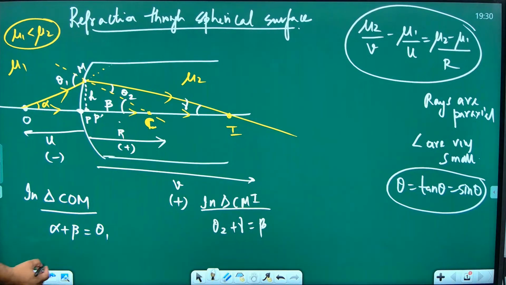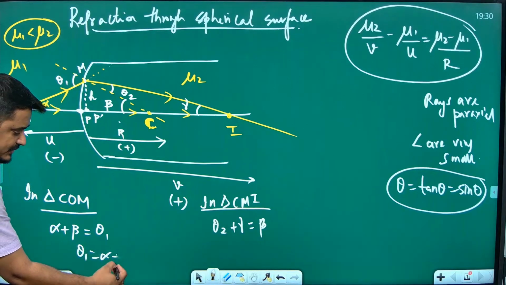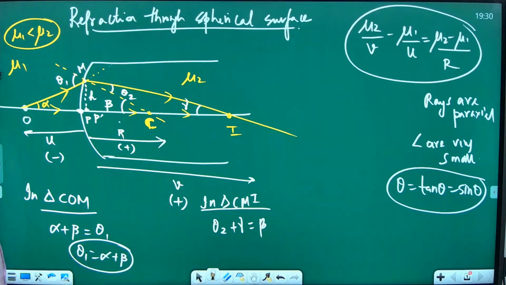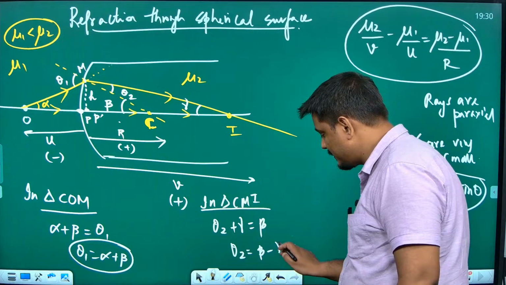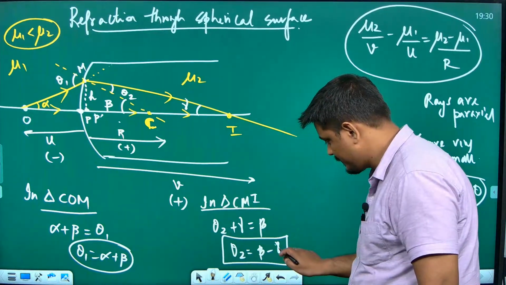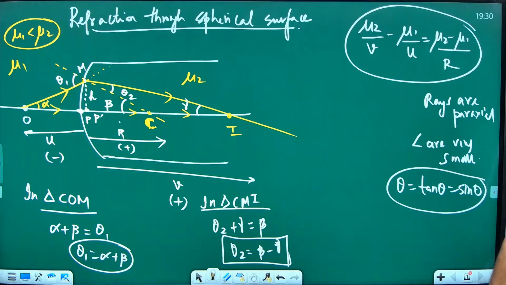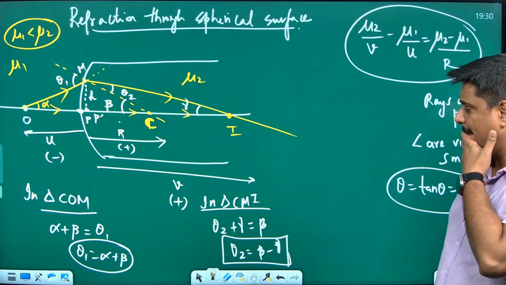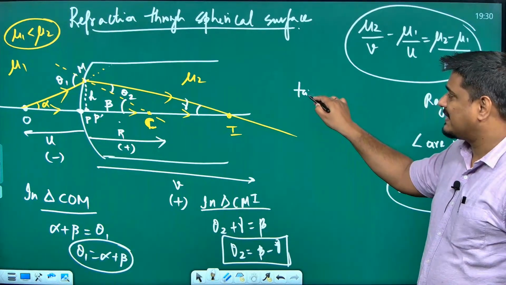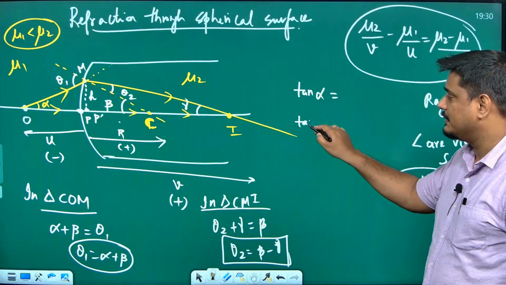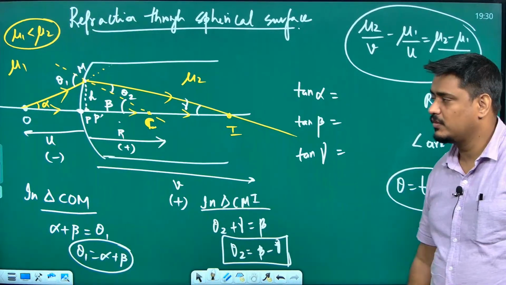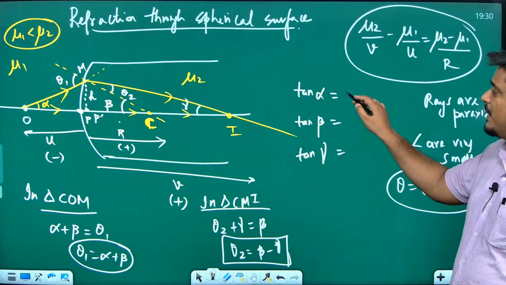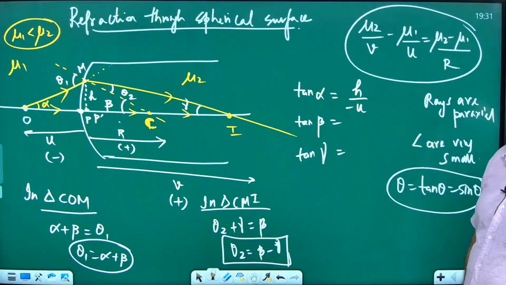So, from here I will get the theta 1 value. Theta 1 value is alpha plus beta. And here you got the theta 2 value. Theta 2 value is beta minus gamma. Is it clear to you? I have got the theta 1 value, I have got the theta 2 value. Now, let me find on this side what is tan alpha, what is tan beta, and what is tan gamma. What is tan alpha? h by minus u. What is tan beta?